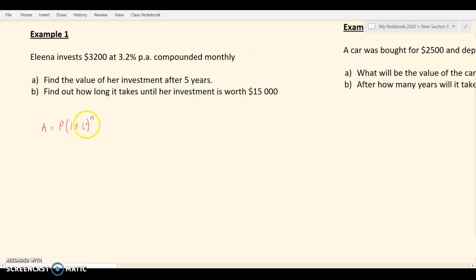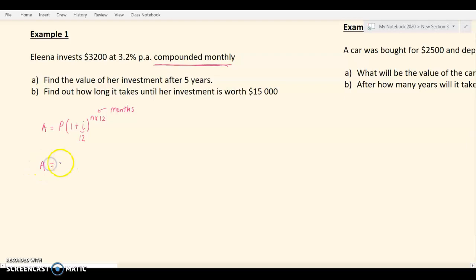We need to always make sure that I and n are in the same time period, and if we go back to the question, we are told it is compounded monthly, which means we actually need to convert these into months. So at the moment my 3.2% is annual, so I actually need to divide this into 12 equal sections, so it's monthly. And I need to multiply my time period by 12. So if this is years, whatever is going in here must always be given in terms of months as well.